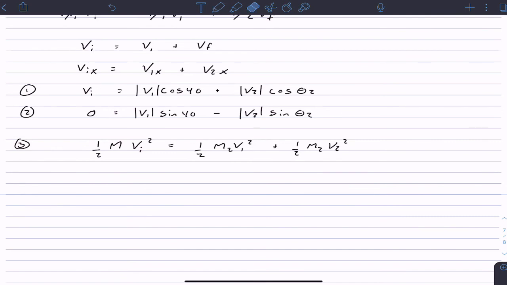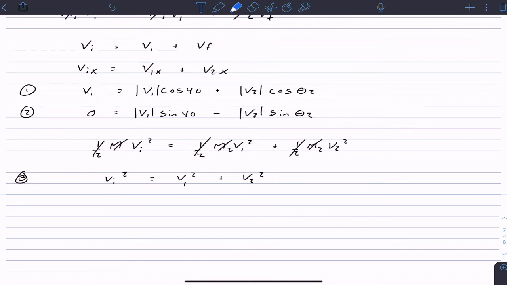Well, notice that, again, these masses are all going to be equal. Those cancel. So now let's do this. Equation 3 is actually vi squared is equal to v1 squared plus v2 squared.